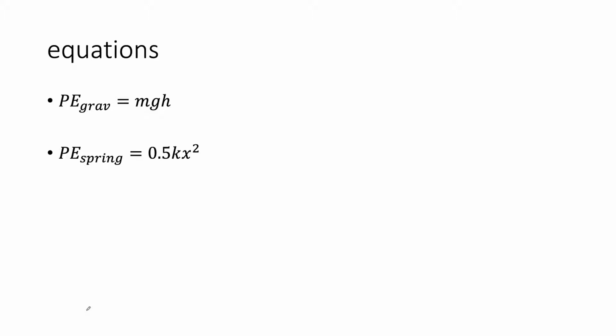Now, M is mass in kilograms. G is the gravitational constant, acceleration in meters per second squared, and height is in meters. All right, so those are the units. And in this case, this is a constant. This is the spring constant. X is the distance of the spring, and we're going to show you what we mean in the next slide.